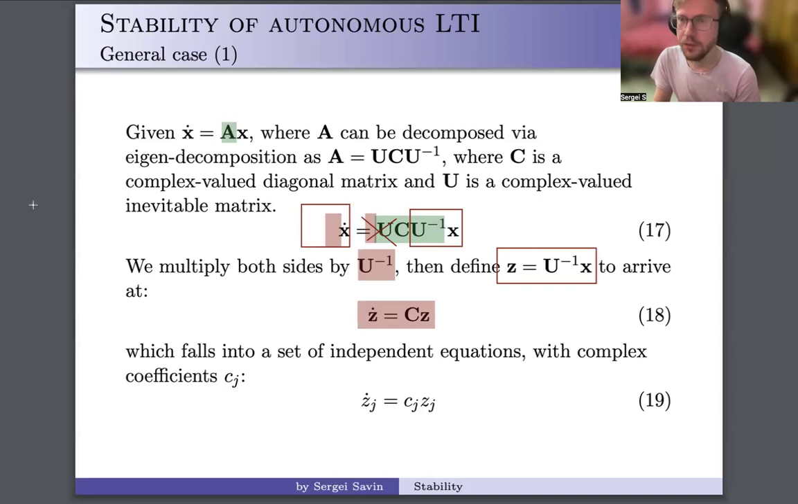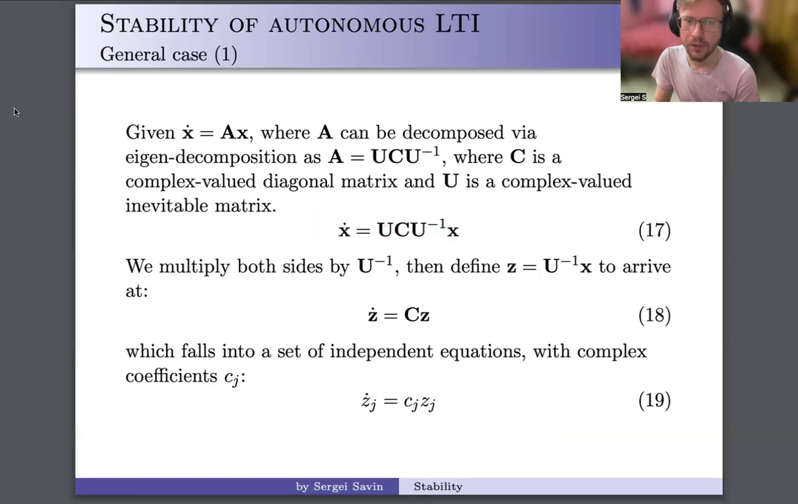This falls into a system of independent equations, right? A system of independent equations. But the equations are complex valued. So we have Z dot equals C times Z. Those are complex equations that come from this diagonal matrix times vector. All right, good.